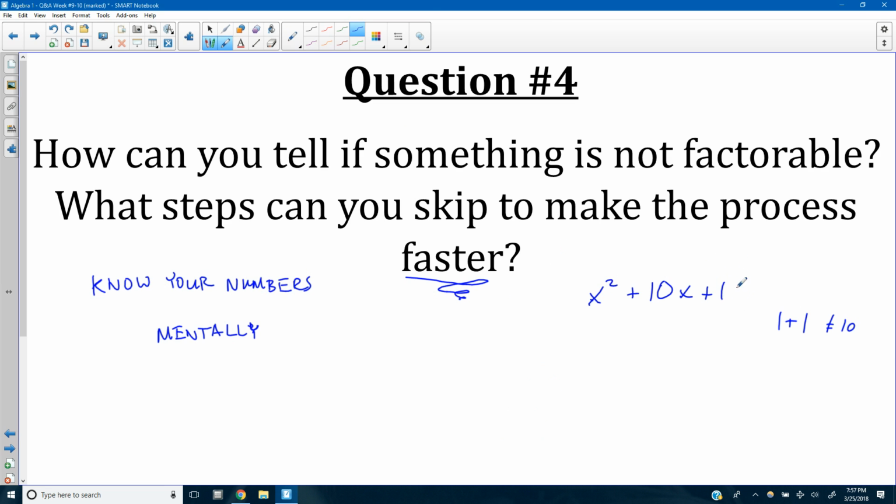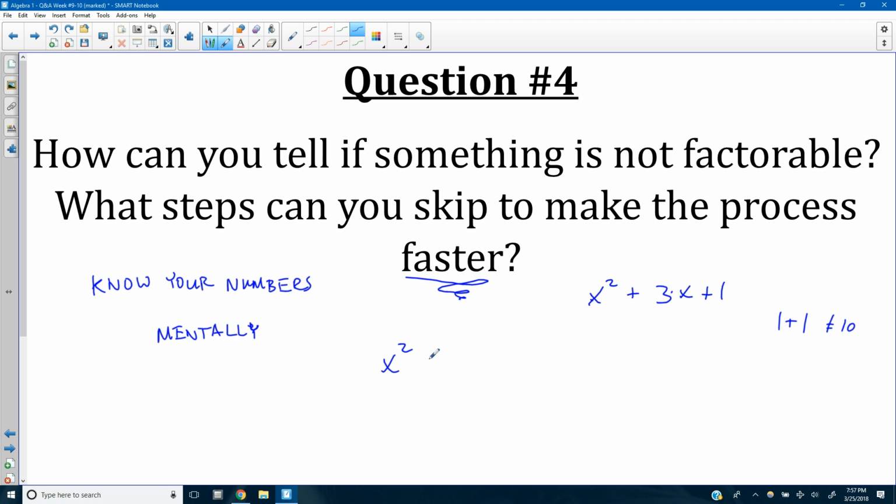The factors that are listed here are way too small for me to get a sum that's 10. Even if this was an 8, the largest sum I can get from this is 8 plus 1. It's still too small. Or even if this 10 was a 3, the factors that are listed here are just too small for what's going on with this 3. So some of them you might just automatically know are not factorable in that sense.